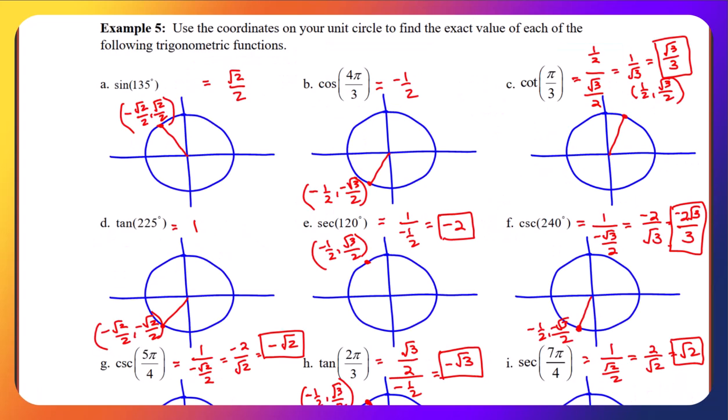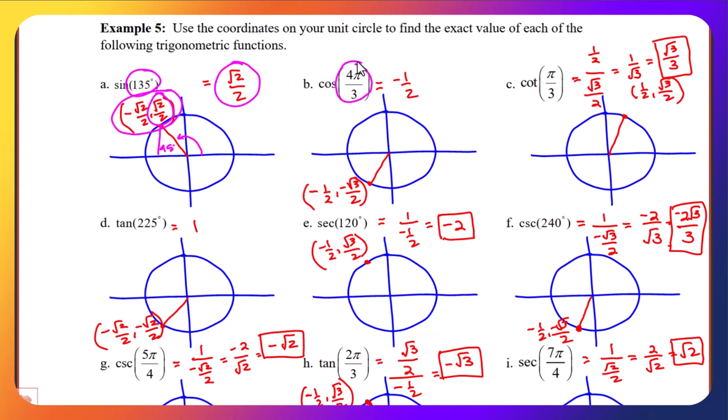Here is where maybe you can use the idea of a reference angle. 135, well, that's short of 180 by 45 degrees. So this is our 45, 45, 90 right triangle. Here are the coordinates that we need to know in the second quadrant. And sine is the y value. We get root 2 over 2.